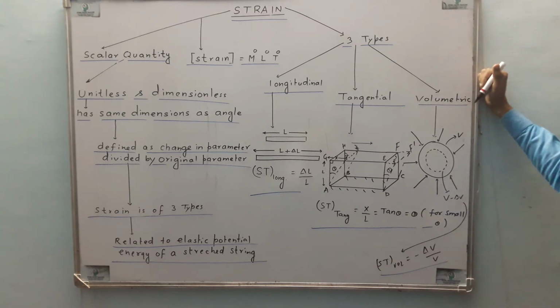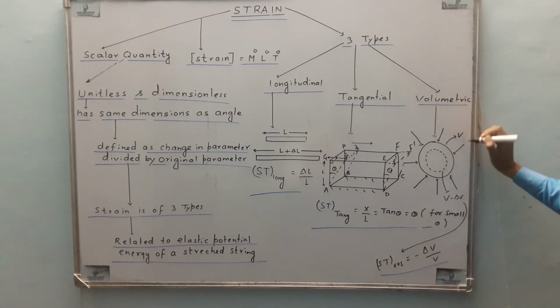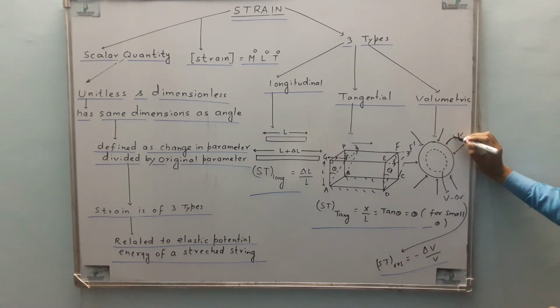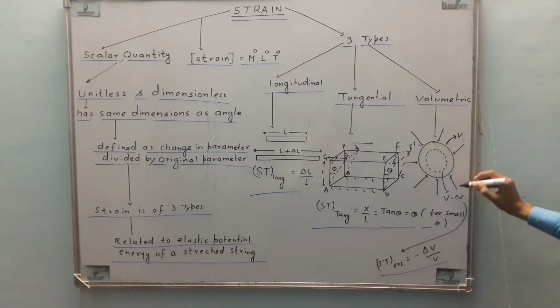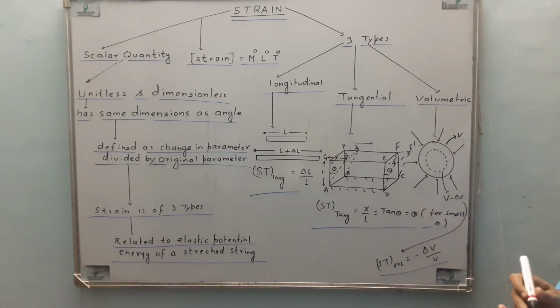Next is volumetric strain. Suppose there is a solid object which is dropped in a fluid. So forces will act normal to the surface, and after the application of force, the original volume V becomes V minus delta V. So the volumetric strain is minus of delta V by V.